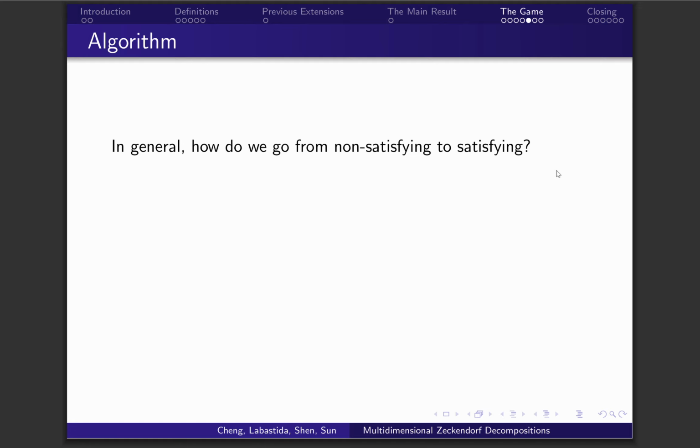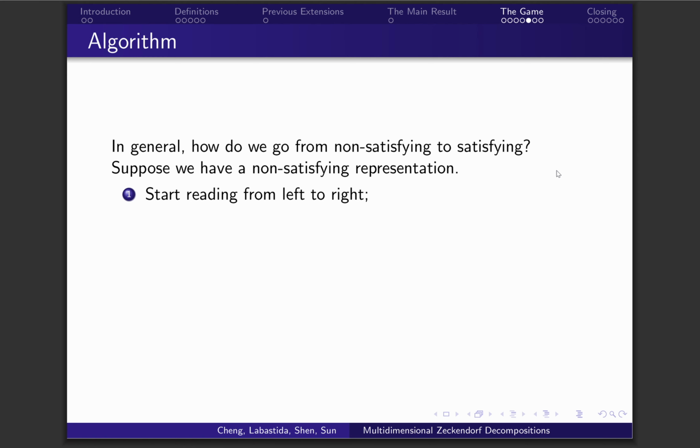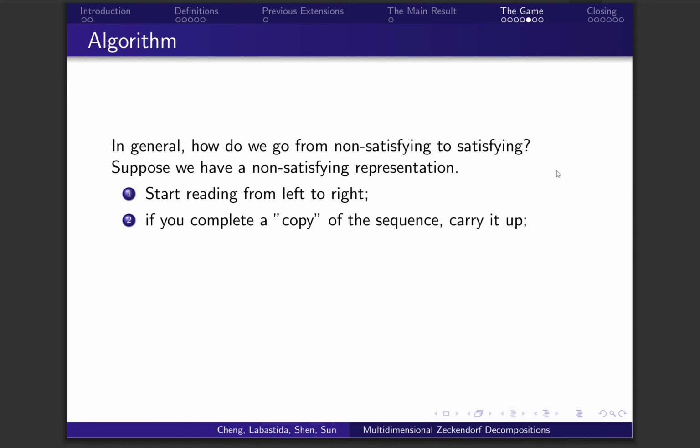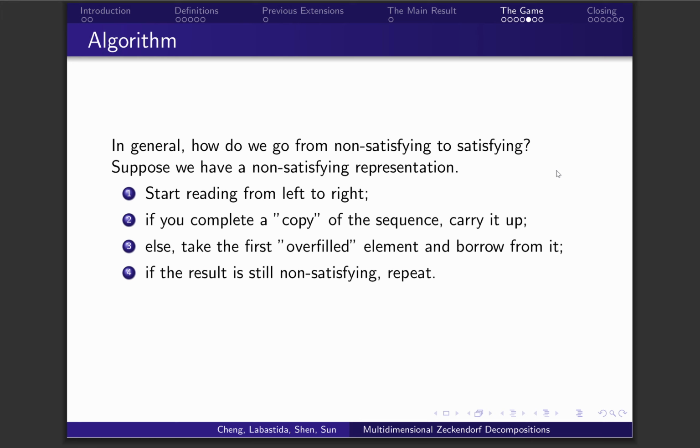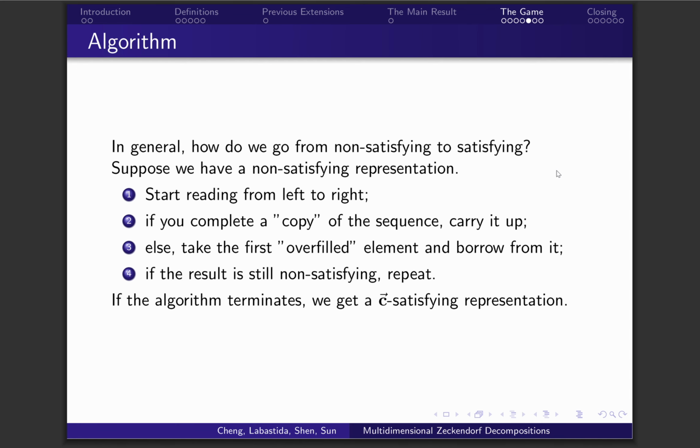And in general, how do we go from non-satisfying to satisfying? Here is the algorithm. Suppose we have a non-satisfying representation. First, we start reading from left to right, and if we complete a copy of the sequence, carry it up. Else, take the first overfilled element and borrow from it. If the result is still non-satisfying, then we repeat. Finally, if the algorithm terminates, we get a vector c satisfying representation.